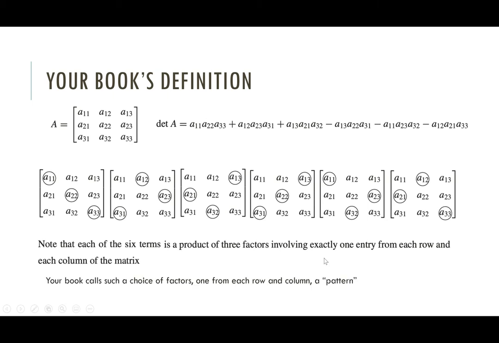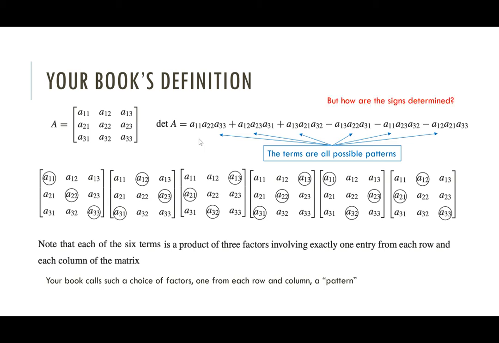And then your book calls such a choice of factors, where you choose one from each row and each column, a pattern. And so these terms here are terms from all possible patterns. It's not just that each of these terms represents a pattern, but also every possible pattern is represented up here. And actually this term your book would call the product of the pattern. Like this is a pattern and this would be the product of the pattern. But okay, I think hopefully you get the idea. So the terms are all identified with patterns.